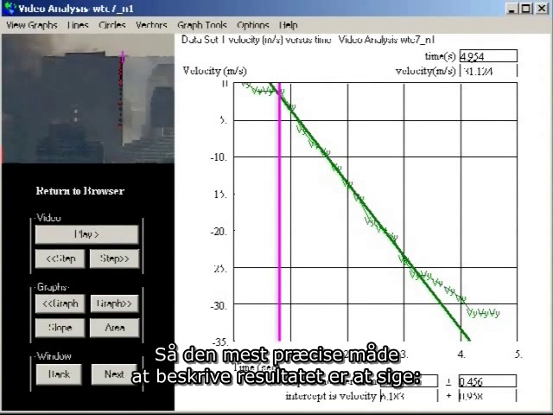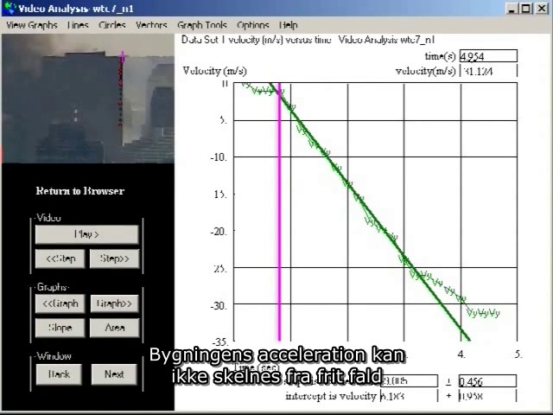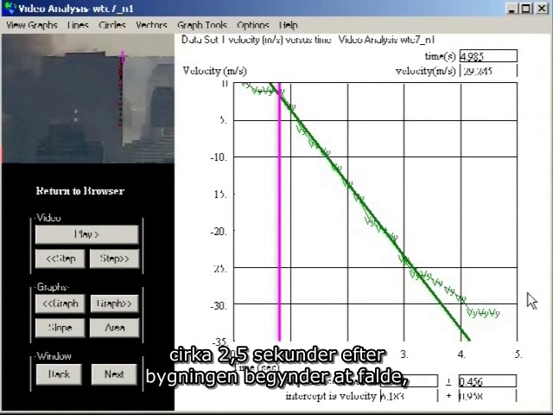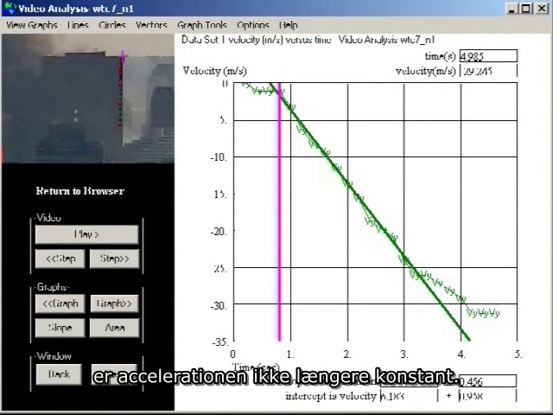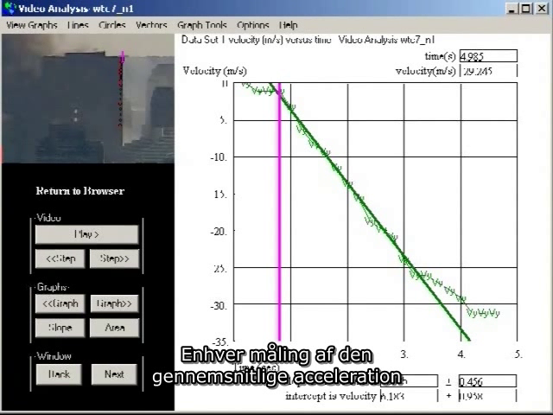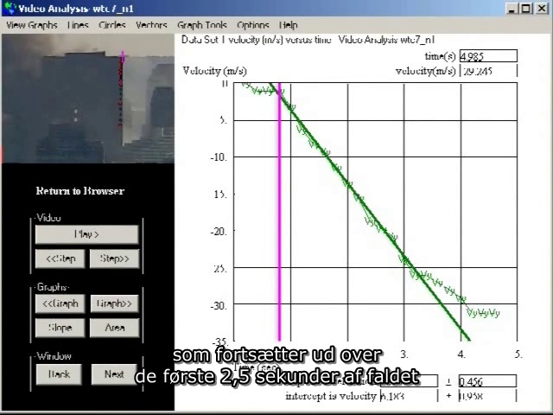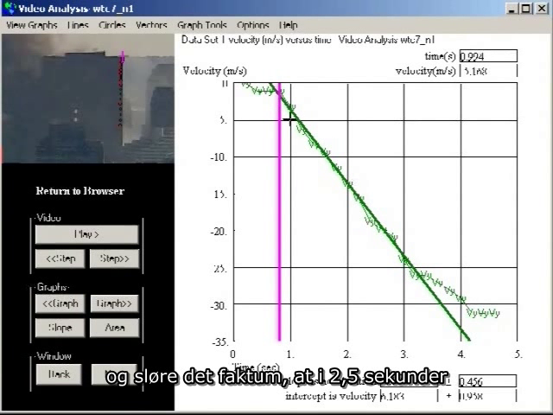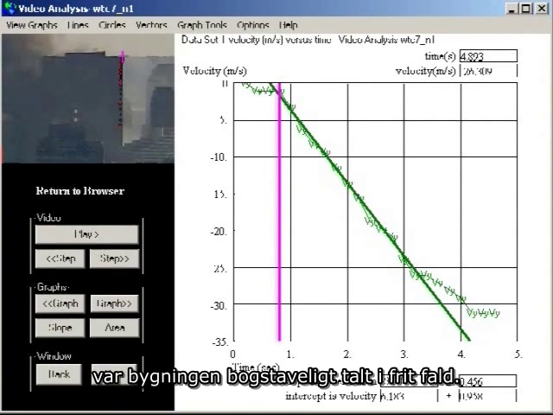So the most accurate way to characterize the result is to say the acceleration of the building is indistinguishable from freefall. Notice that a little after the 3-second mark on our graph, about 2.5 seconds after the building drops, the acceleration ceases to be uniform. This indicates that the falling building is starting to encounter more resistance. Any measurement of the average acceleration that continues for more than the first 2.5 seconds of fall will show a lower average acceleration, masking the fact that for a significant 2.5 seconds, the building was in literal freefall.